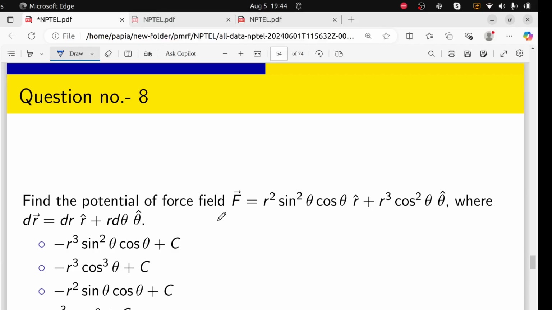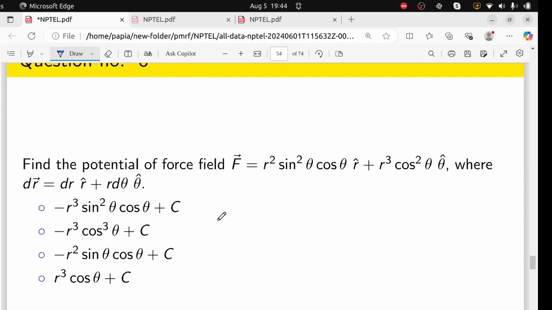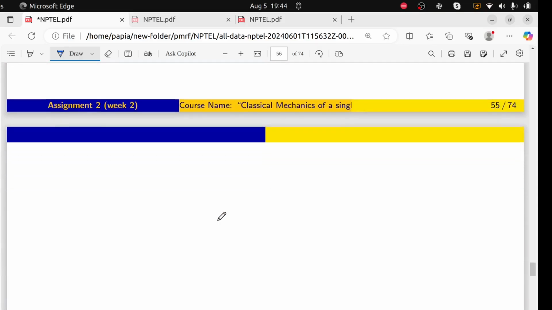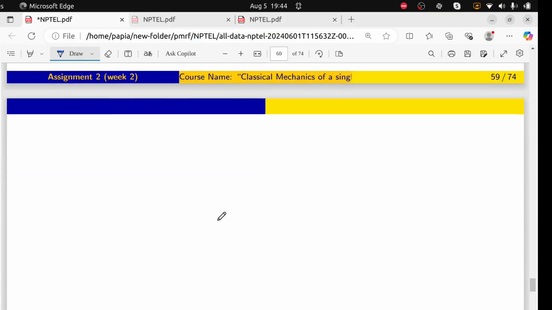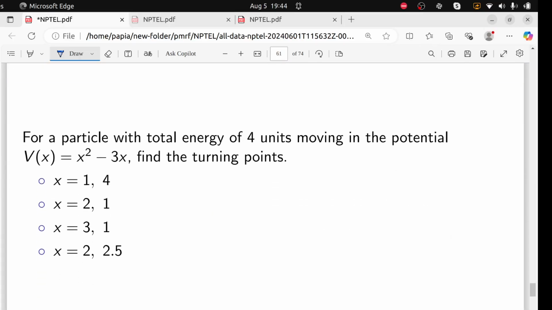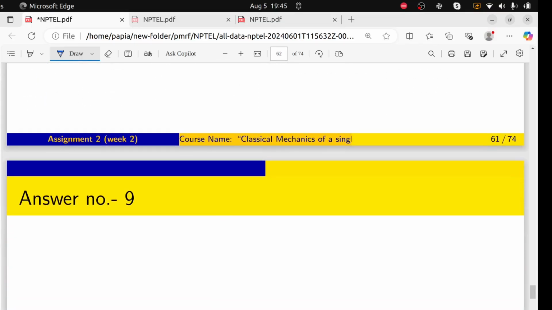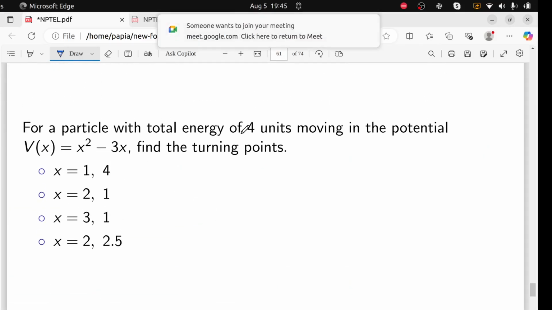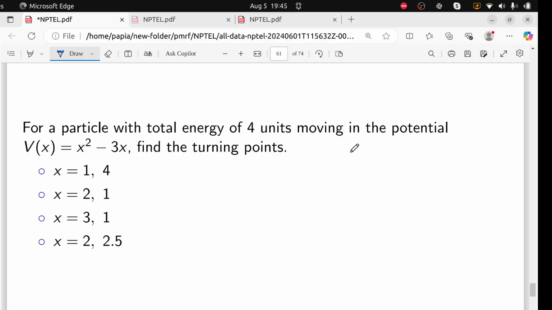Okay, now coming to question number 8. Find the potential of force F. I will do that one a little bit later because it's a little bit lengthy question. Then we will directly go for question number 9. Yeah, so for a particle with total energy of 4 units moving in the potential, let me write here.